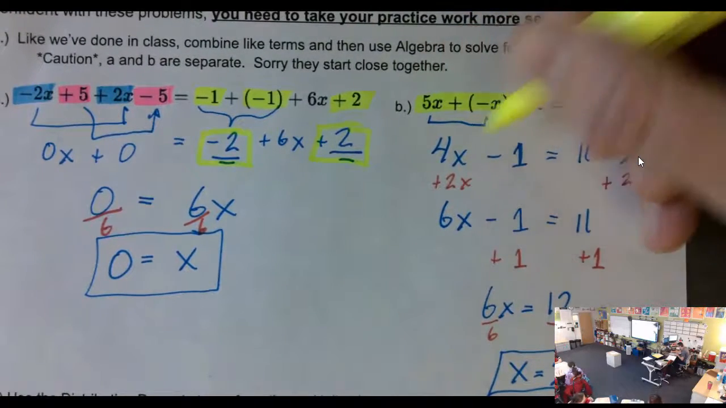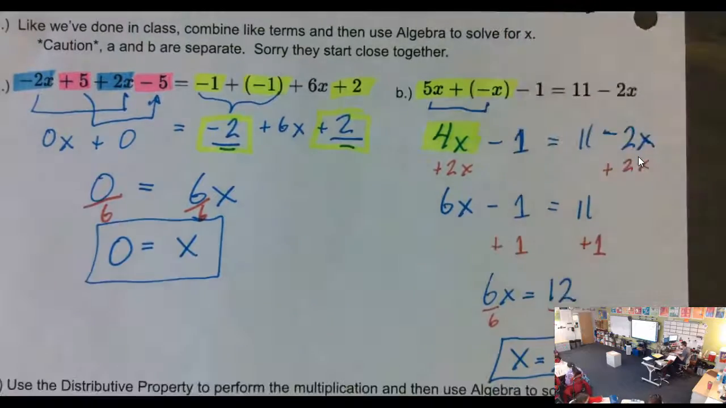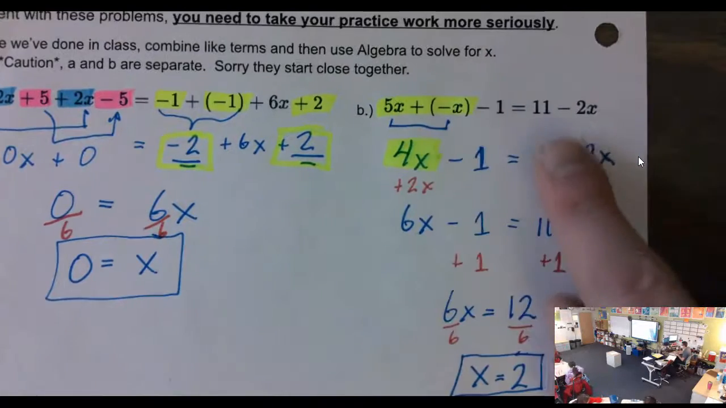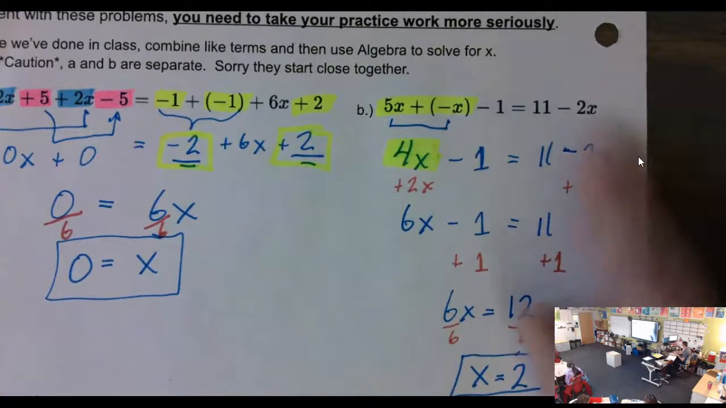5x and negative x makes my 4x. Minus 1 has no one to team up with. 11 and negative 2x, no one to team up with.